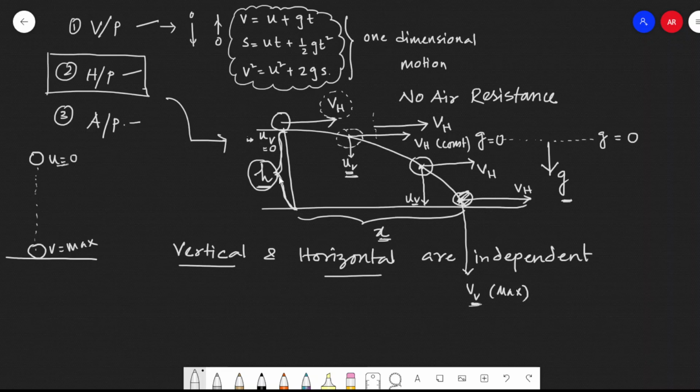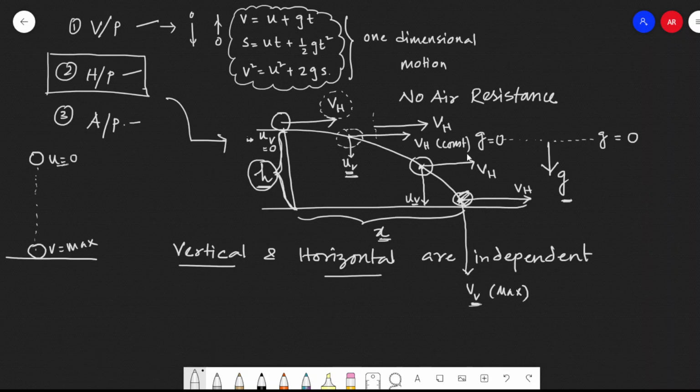For horizontal motion, what are the things acting horizontally? The horizontal velocity, horizontal displacement. These are the horizontal vectors, so they are under the horizontal motion. The vertical quantities, suppose vertical displacement, vertical height, vertical acceleration, these are going to be under the vertical motion.